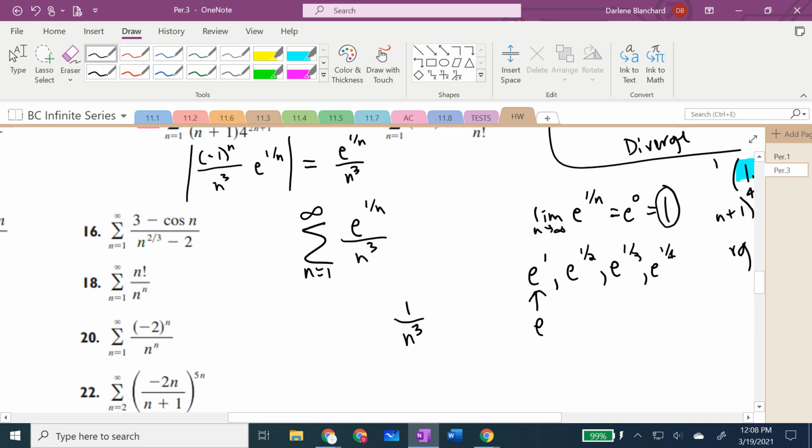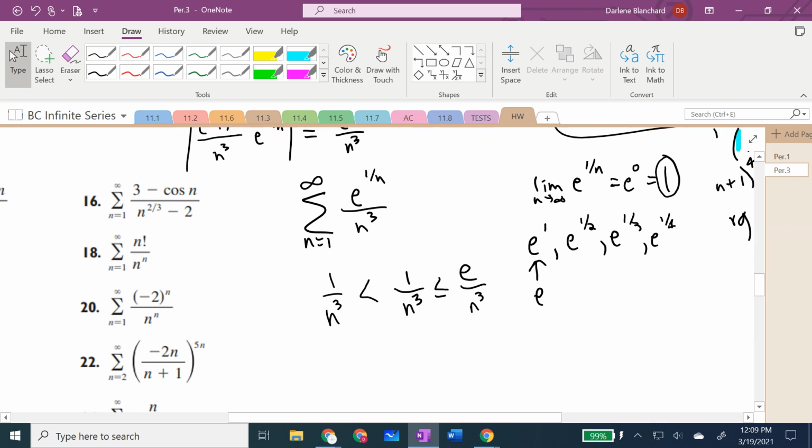So what I would actually do is I would set up that 1 over n cubed will always be smaller. E to the, or just e over n cubed will be bigger or equal. With that inequality, I am able to do converge or diverge, whichever it happens to be.